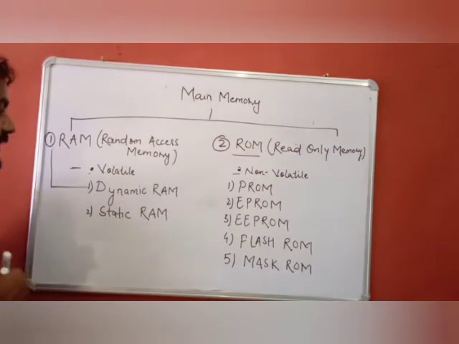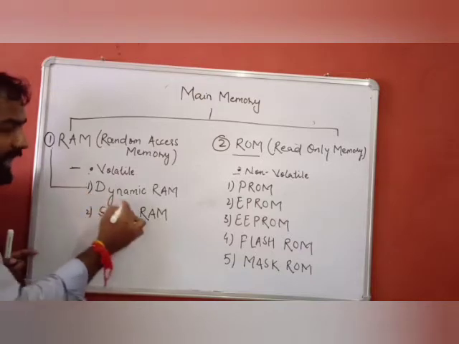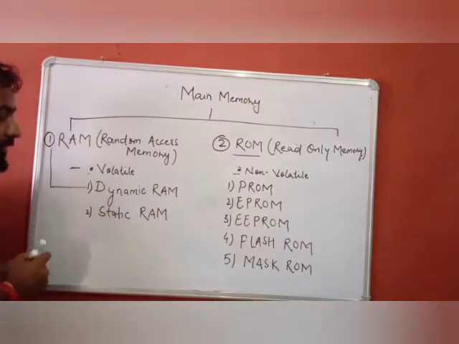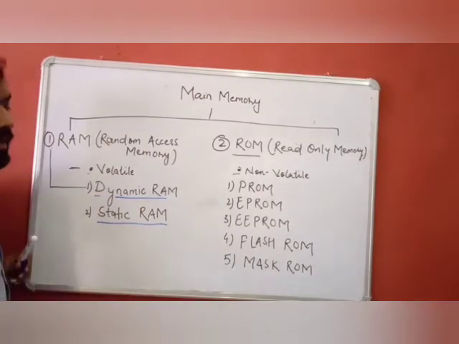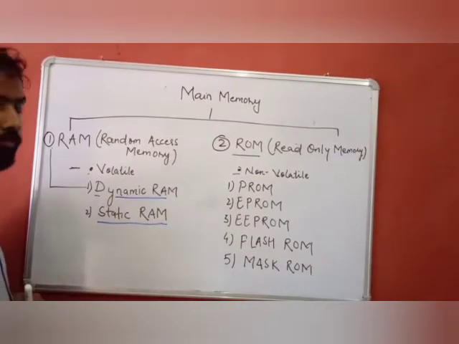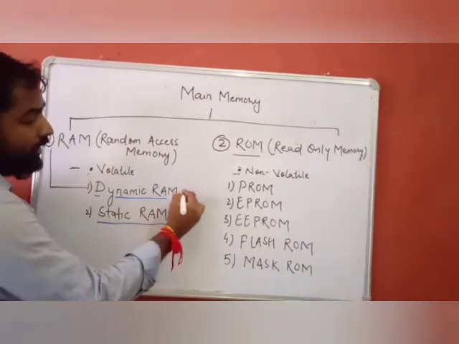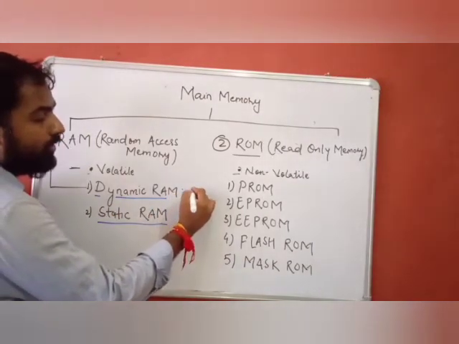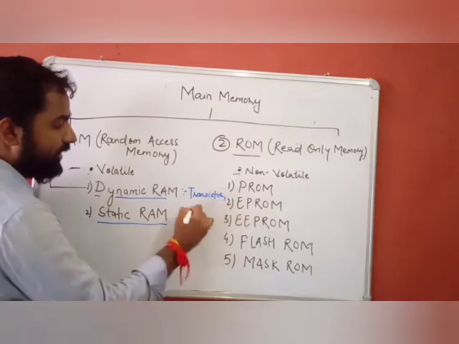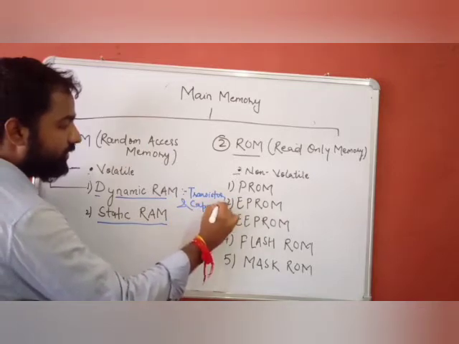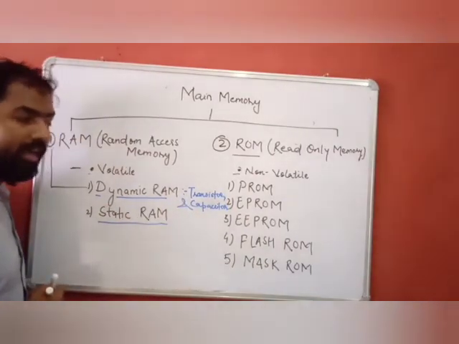Now see the parts of the RAM. There are two parts of the RAM. The first one is DRAM, that is dynamic RAM, and the second one is static RAM. Now, what is dynamic RAM? Basically, dynamic RAMs are made from transistors and capacitors. A dynamic RAM consists of transistors as well as capacitors.